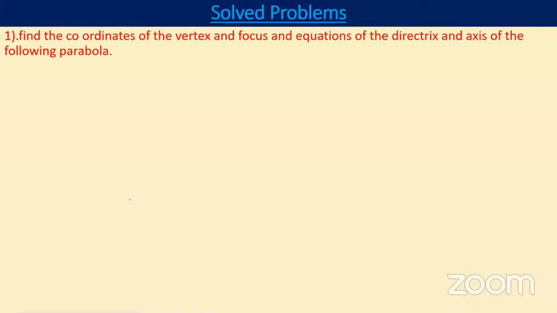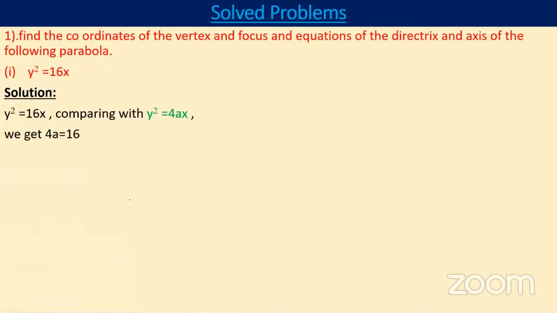Now let's solve problems. We are taking some problems. Find the coordinates of the vertex and the focus, and the equation of the directrix and axis of the following parabolas. The first question is y² = 16x. Comparing y² = 16x with y² = 4ax, we get 4a = 16, which means a = 4.